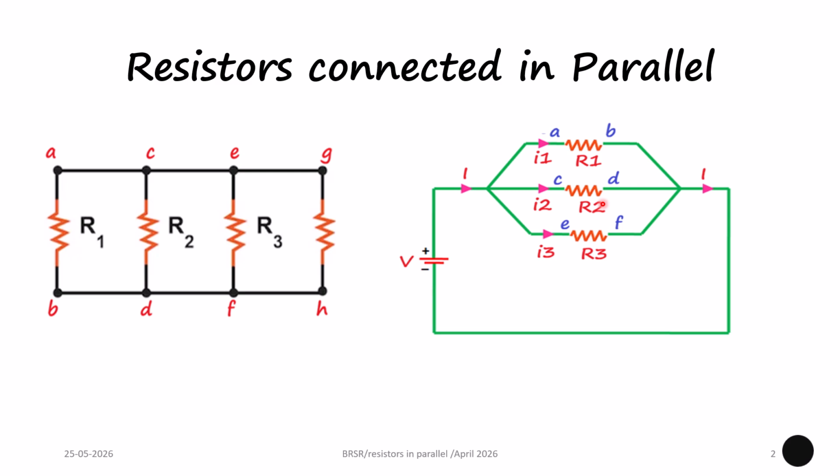One more important fact to be noted is that the current is different, but the voltage across the resistors will all be the same. Here we see that a battery of voltage V is connected, and if we check the voltage across the resistors between A and B or C and D or E and F, the voltage will all be the same.